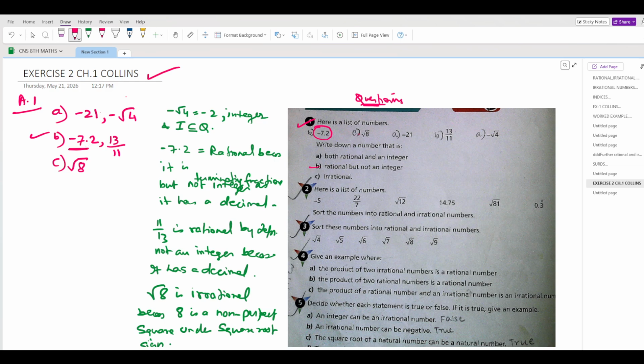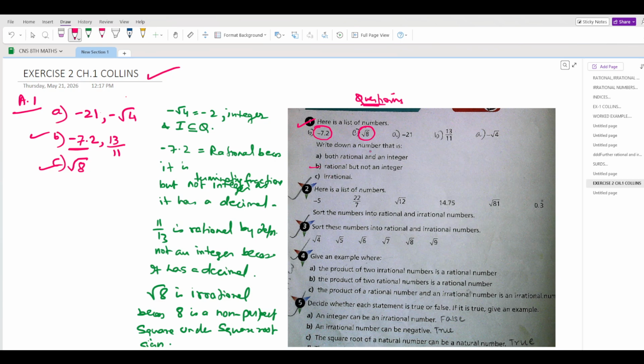Next one is root of 8, isn't it? Now by definition, if under the square root sign you have a perfect square, then it is a rational number. But if under the square root sign you have a non-perfect square number, then it is an irrational number. So root 8 will come in the irrational category. Can you see C is irrational? So root 8 I have put in the C category.